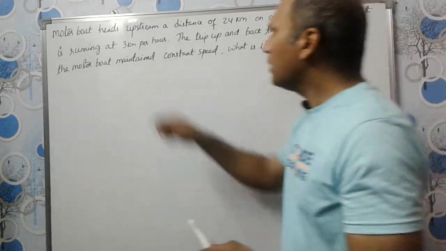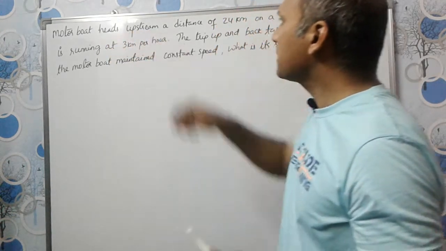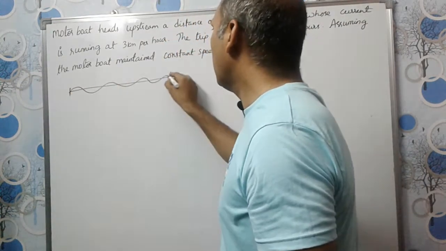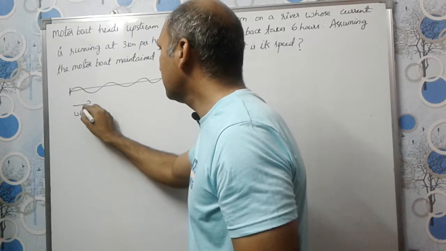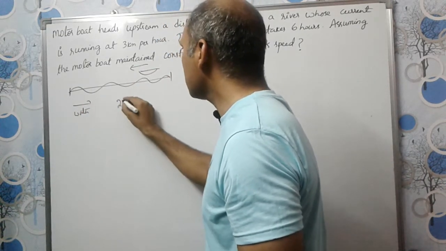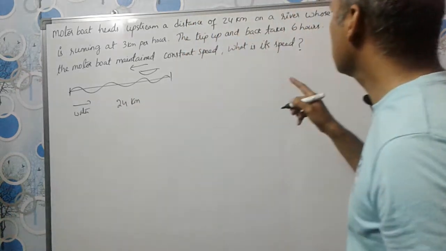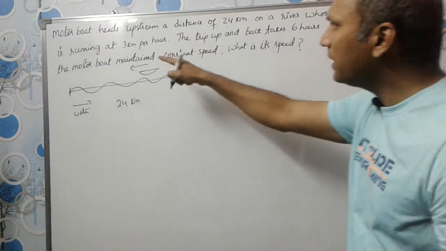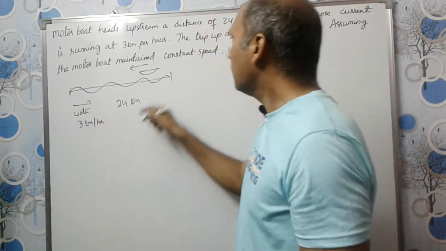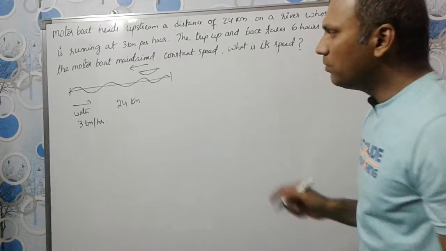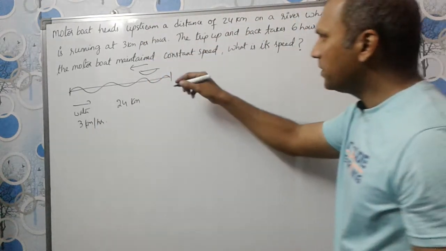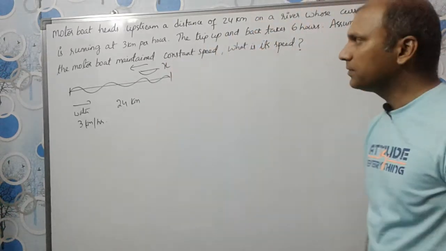All right, now there is a motorboat which is heading upstream. So water is going this side, upstream, right? The boat is going this side, and this distance of the river is 24 kilometers, on a river whose current is running at 3 kilometers per hour, the speed of the water is 3 kilometers per hour. We don't know the speed of the boat. We need to find the speed of the boat. Let the speed of the boat be x kilometers per hour.